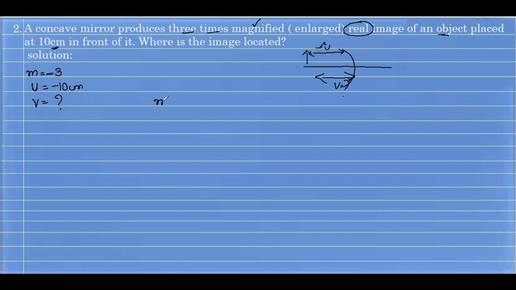So we know the formula for magnification. Magnification is equal to minus v by u. This is also a very simple problem. Magnification is minus 3, which is equal to minus v divided by u, where u is minus 10. Here minus minus cancels each other. So 3 is equal to v by 10. Next, cross multiply. So minus 3 into 10 is equal to v. So v is equal to minus 30.